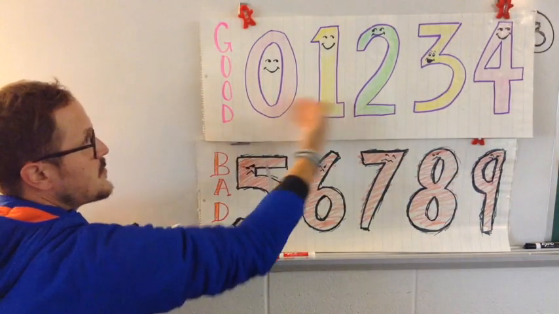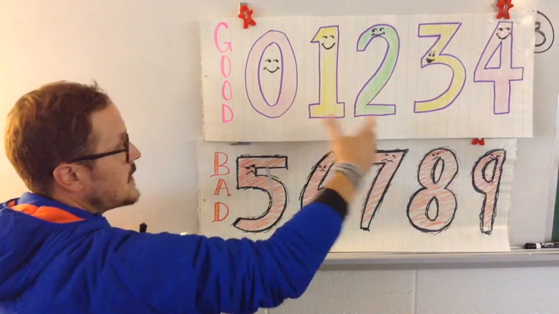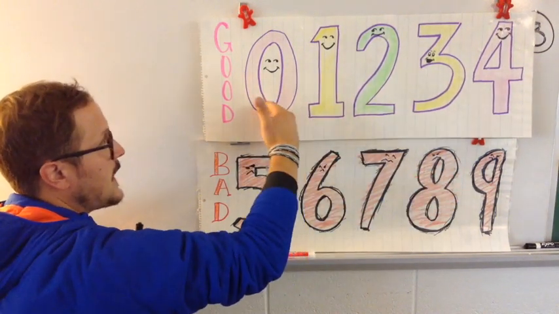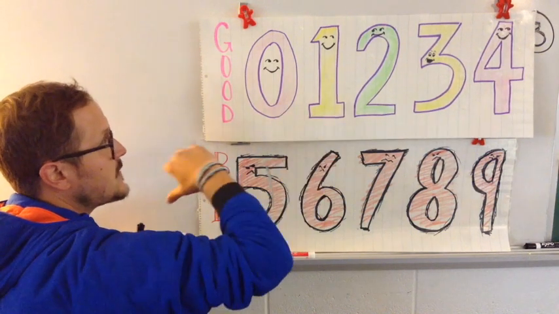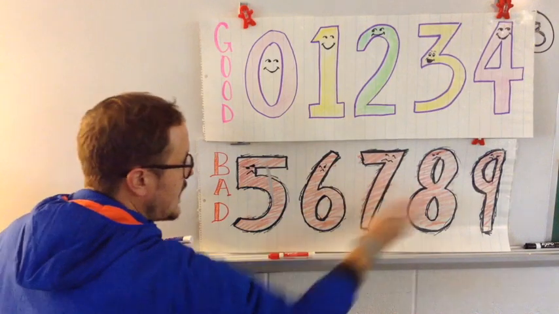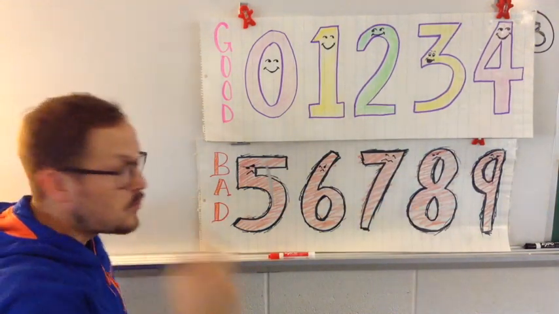Here's our good numbers, 0, 1, 2, 3, and 4. They leave the number alone. So if the circled number has a 0, 1, 2, 3, or 4, then it's not going to change the underlined number. If it's a 5, 6, 7, 8, or 9, it's going to change it by adding only 1.